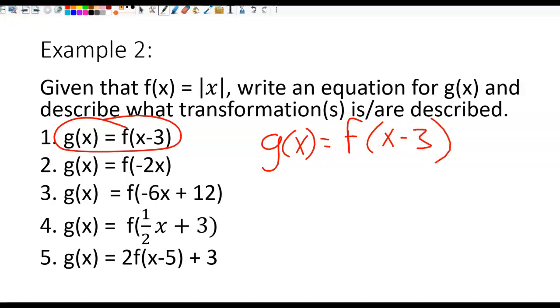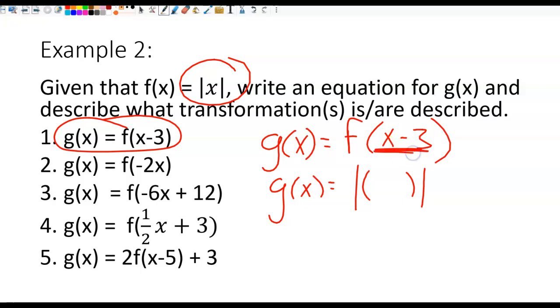Okay, so whenever you have something inside the parentheses, what you're going to do is take what f of x equals. You're going to put it there and you're going to put some parentheses where the x was. So f of x is the absolute value of x, right? But now instead of x, I'm going to put parentheses there. And what goes in the parentheses is what's in the parentheses up here.